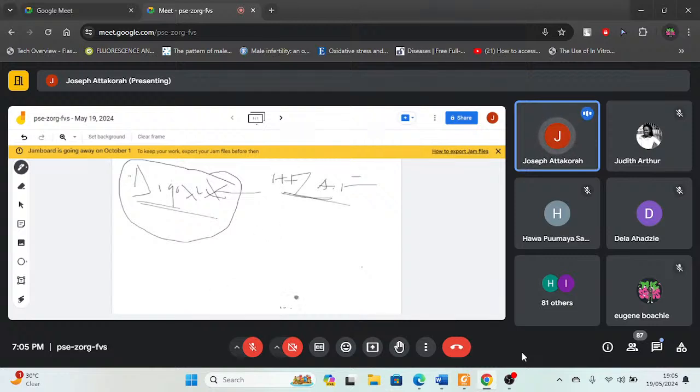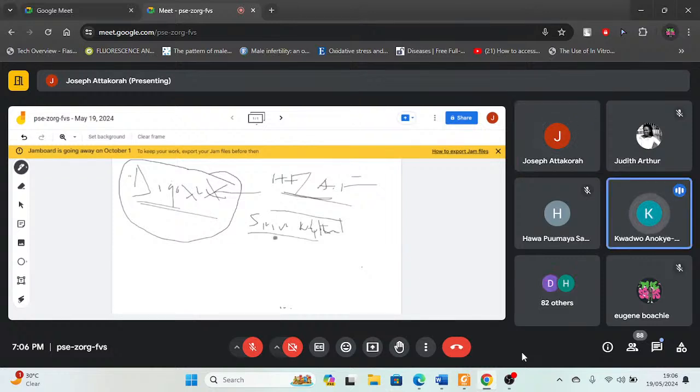So when a heart failure patient comes with sinus rhythm, when I say sinus rhythm, what does it mean? You understand sinus rhythm? It means the normal rhythm of the heart. The normal rhythm is the sinus rhythm.